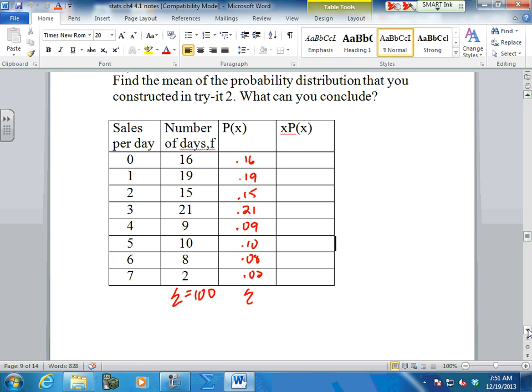So if I add all this up, what should this equal? 1. So we know this is a probability distribution. Each probability is between 0 and 1, and the sum is 1. Now, when you multiply these, you're going to multiply your x column times this, and it's going to give you this. We're going to do this 2 ways.